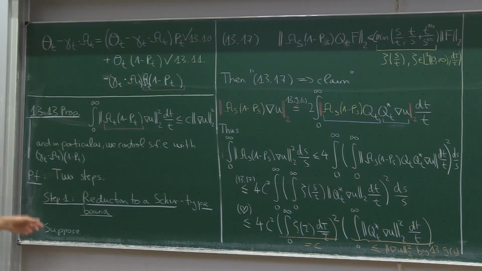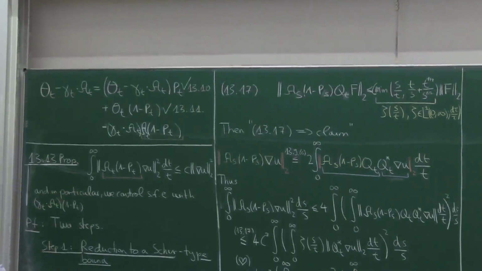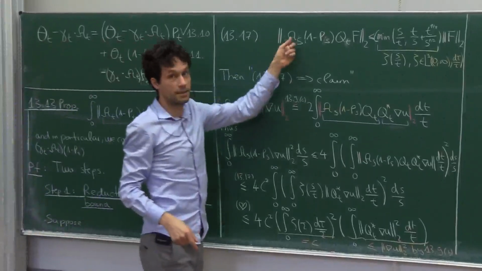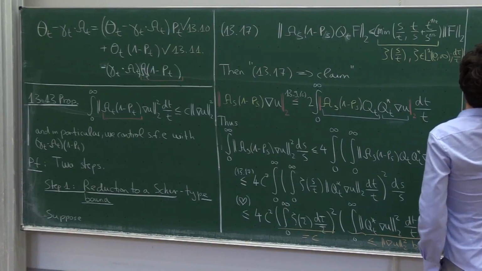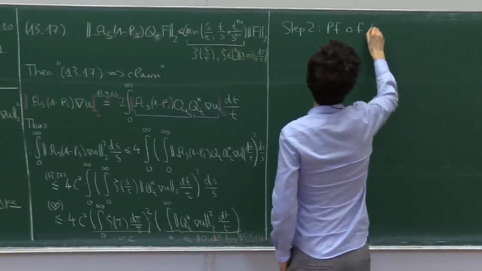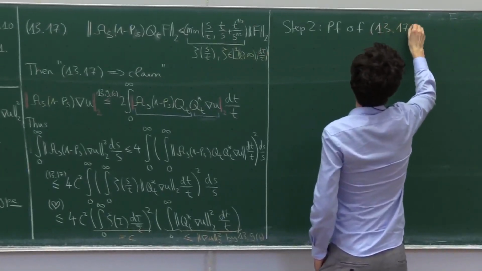I have to bound this mélange of operators here. And you see somehow this Q_t is an additional reproducing thing that introduces another parameter, and then you can play these tricks. And this is why these Schur type bounds have been useful in the section about H-infinity calculus, and this is why they're useful here. Okay, so step 2 is the proof of 13.17.